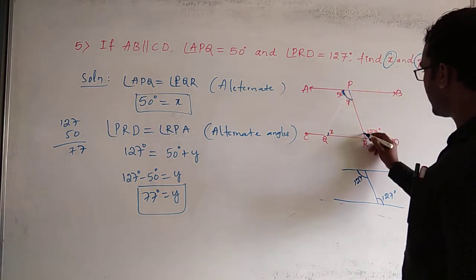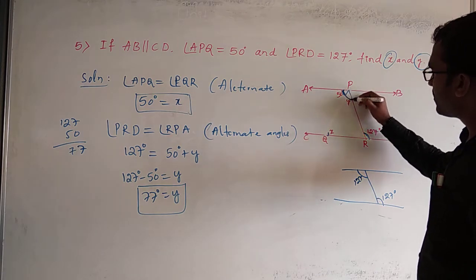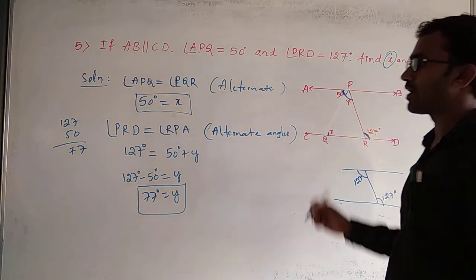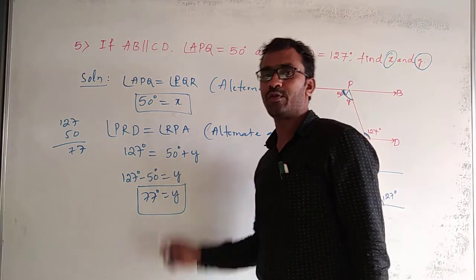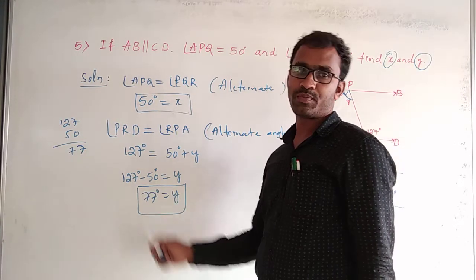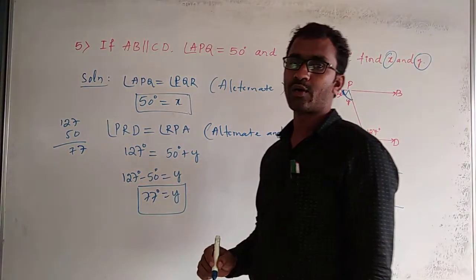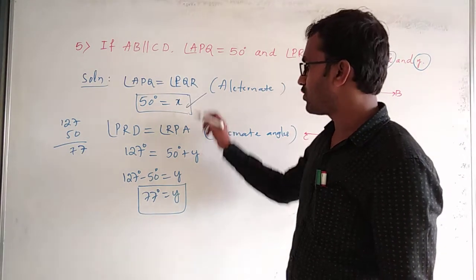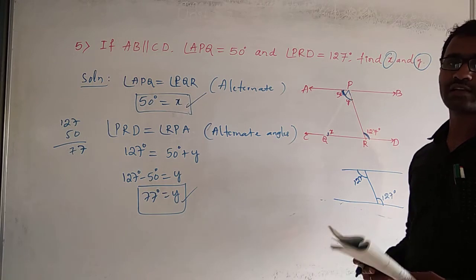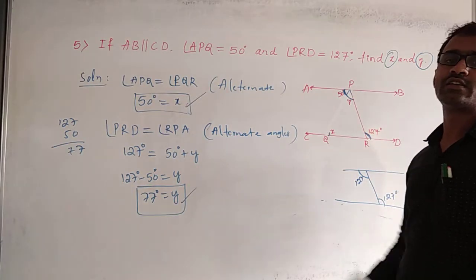This total is equal to this. This is all. And then the 50 plus 1. 127 equals 50 plus 1. So 127 minus 50 is 77. X equals 50 degrees and y equals 77 degrees.